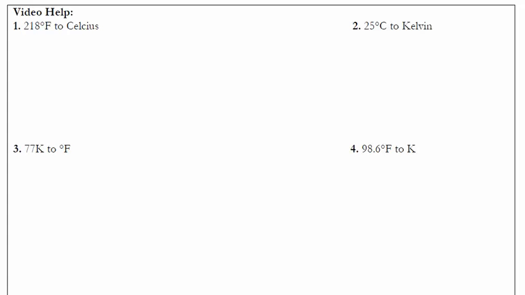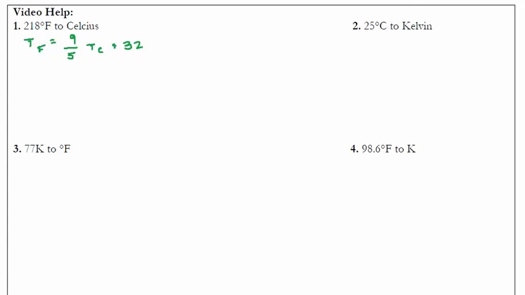In this video help, I'm going to review with you how to convert between different units for temperature. Keep in mind there are 3 different units for temperature you can use: Fahrenheit, Celsius, and Kelvin. And so in this first problem it's asking me to go from Fahrenheit to Celsius, so I'm going to use the following formula. I know that TF, which is my temperature in Fahrenheit, TF equals 9/5 times Tc, which is my temperature in Celsius, plus 32.